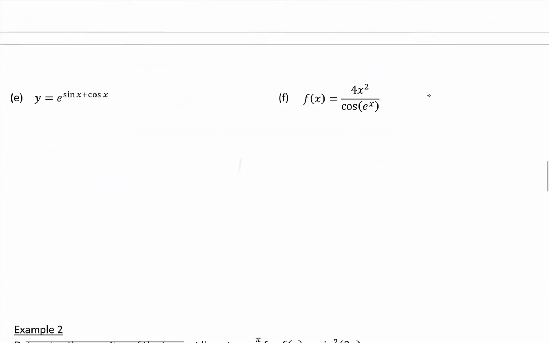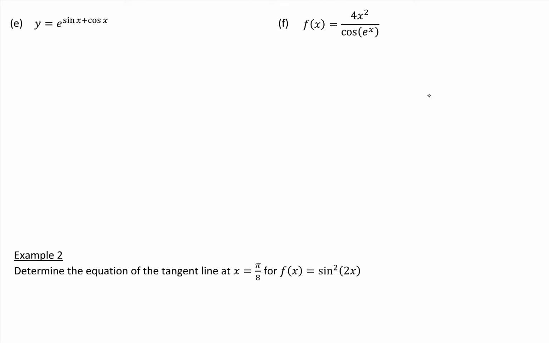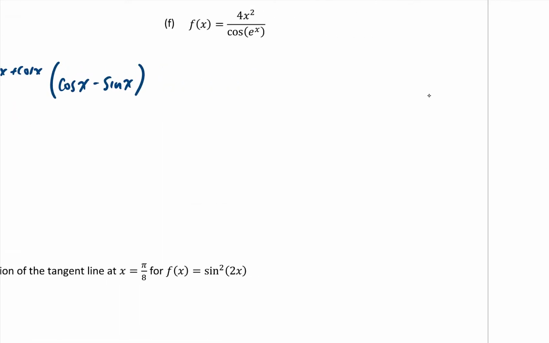All right, next one. Again, a composition of functions. So this is dy dx equals, the outside function is e to the x, but this is a composition, so this is e to the sine of x plus cos of x, then times the derivative of the inside, or in this case the exponent, and the derivative of sine of x is cosine of x, and the derivative of cosine of x is negative sine of x. And we're done.